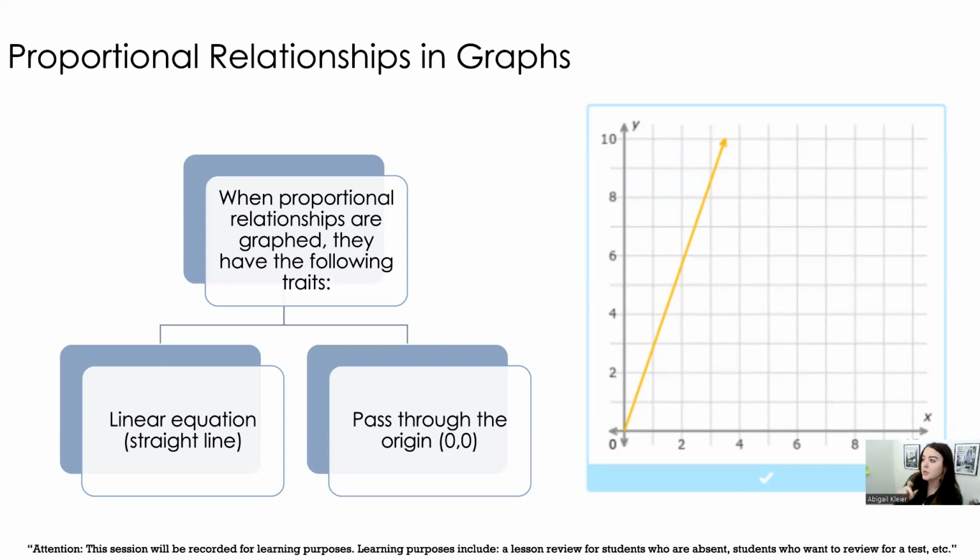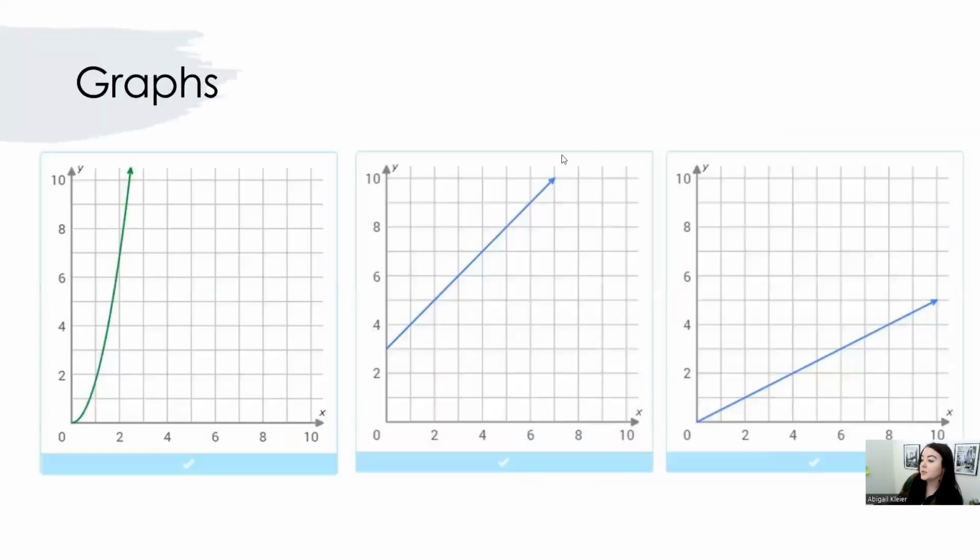The second quality of a proportional relationship graph is it has to pass through the origin. The origin of the graph is where your y and x axis intersect, which is the point 0 comma 0. So those are the two qualities. It has to be a straight line, and it has to pass through the origin.